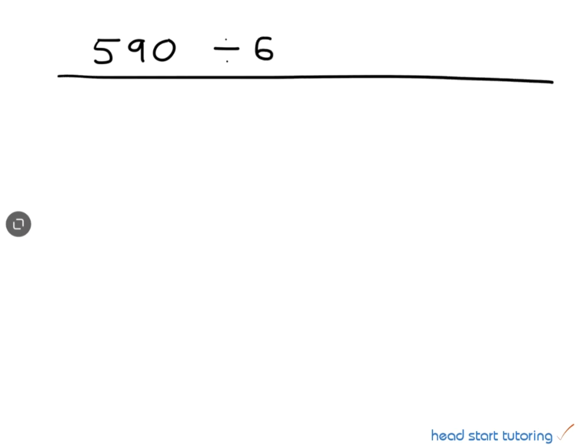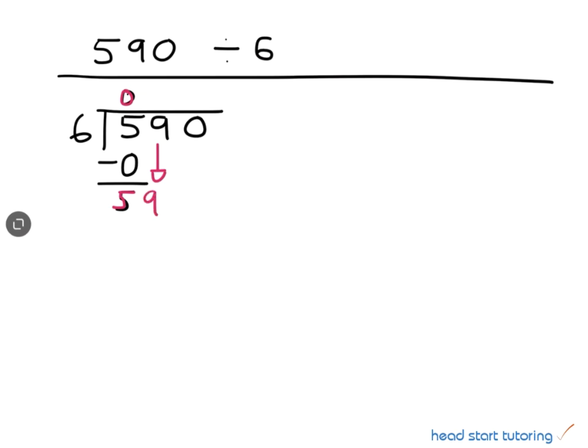Let's have another look at an example which will have remainders. So if we do the long division form of 590 divided by 6, 6 into 5 doesn't go. 0 times 6 is 0. 5 minus 0 is 5. Let's use a different color. And then we bring down our 9. 6 into 59 fits 9 times. 9 times 6 is 54. And the difference there is 5. 9 minus 4 is 5.